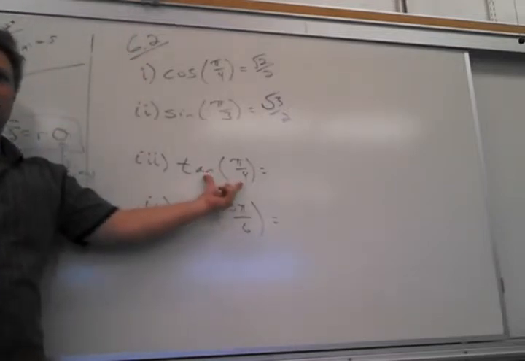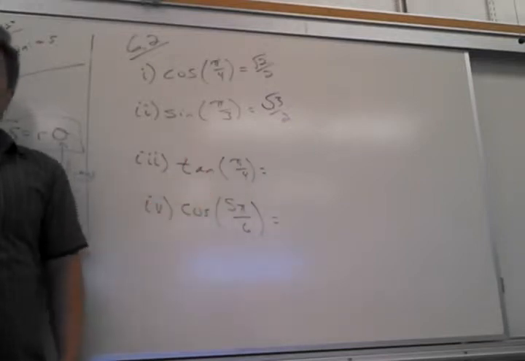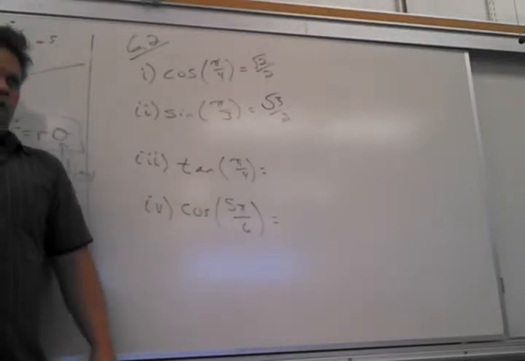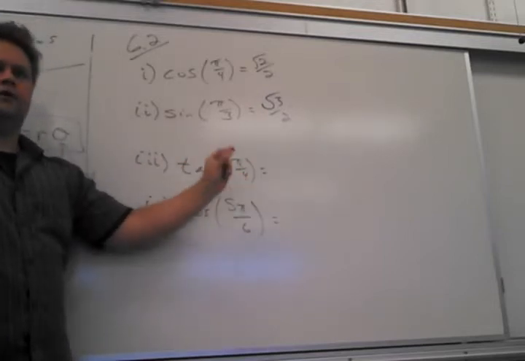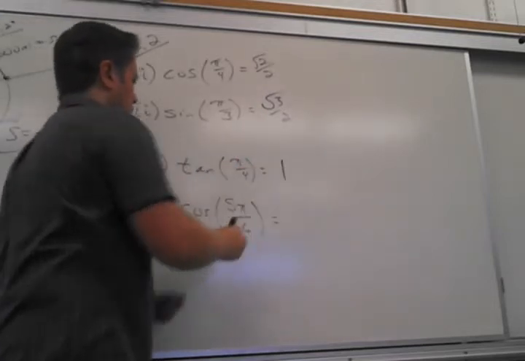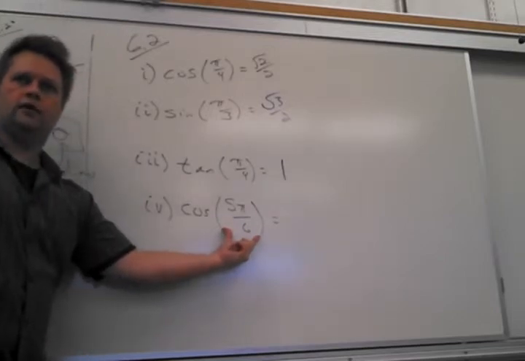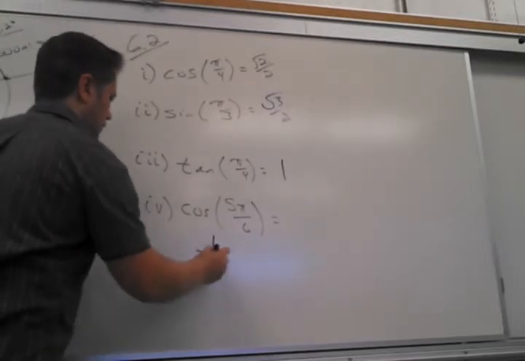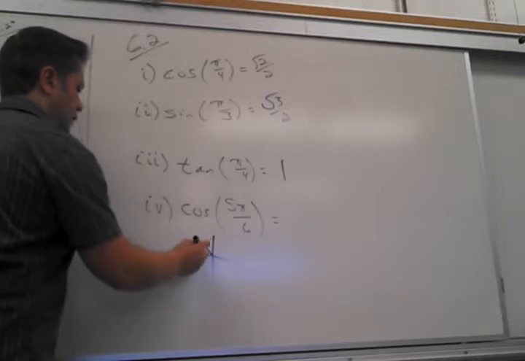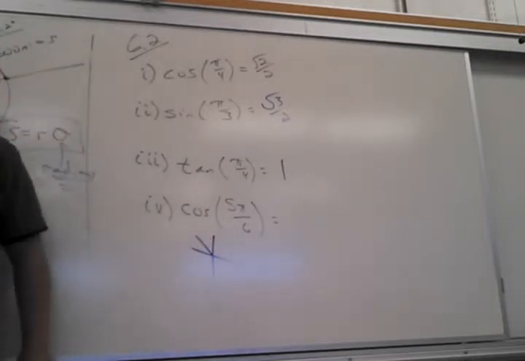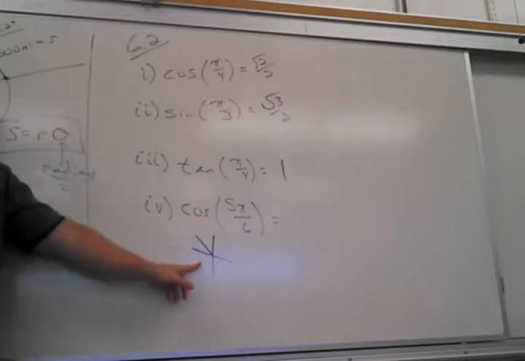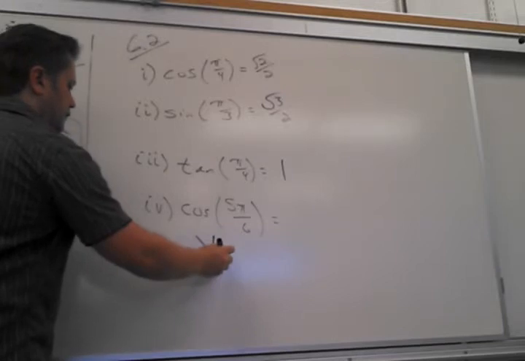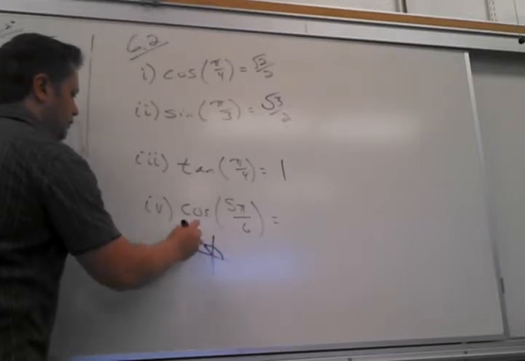Tangent of pi over 4. 1. Yeah, why is it 1? Because it's root 2 over 2 over root 2 over 2. Yeah, because it's sine over cosine, and sine and cosine at 45 degrees are the same. Cool. So here, what's your reference angle for this? Pi over 6. So on a quiz and a test, I will ask you to show me reference angle work, and then give me the answer. All you have to show me for reference angle work is this kind of thing. You've got 5 pi over 6, so this would be pi over 6.